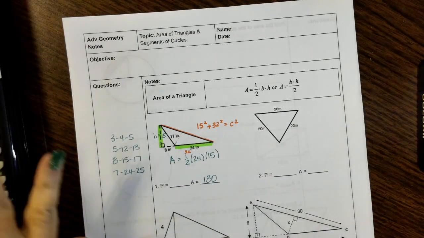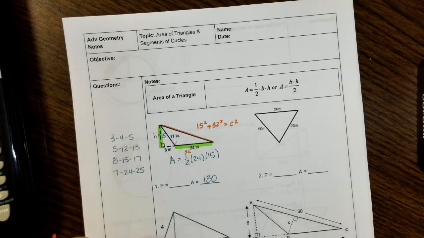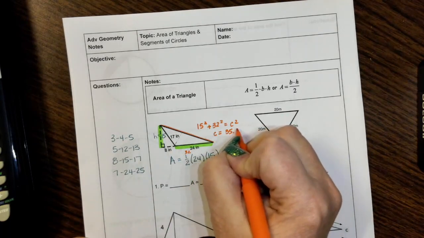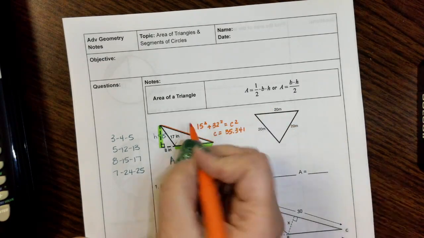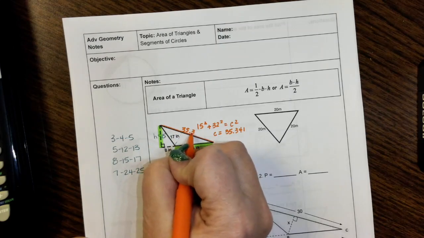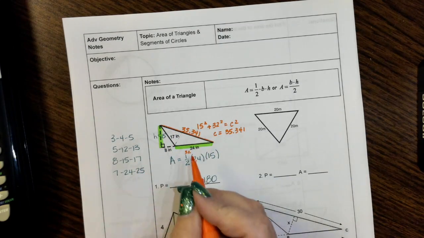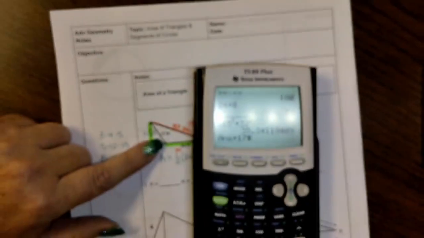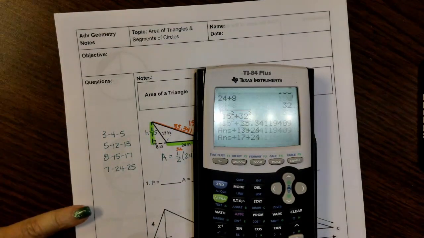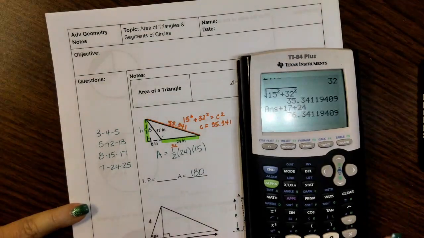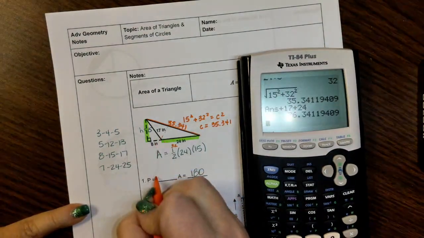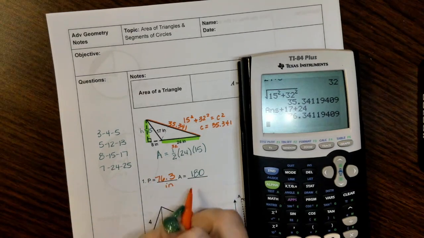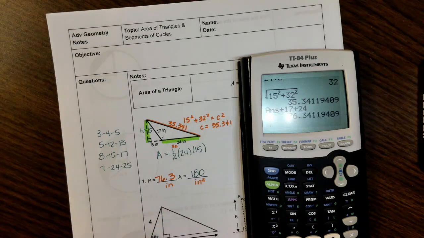So the square root of 15 squared plus 32 squared is equal to 35.341. So c is 35.341. We keep our decimals until we're done with everything we need to do. So then my perimeter would be that number, plus 17 and plus 24. Sometimes you may have to use Pythagorean theorem to find a piece that's diagonal, so that we can get our perimeter. So 76.3, we'll round to the nearest tenth. Perimeter is in inches, area is in inches squared.